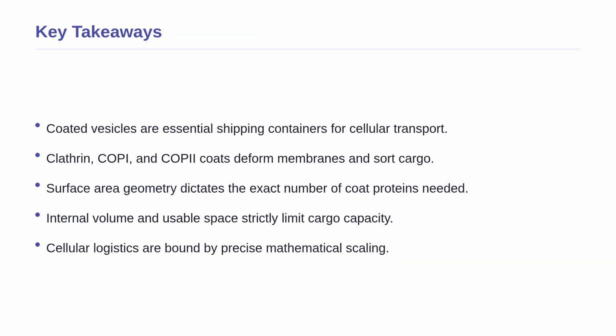We have covered a lot of ground today, so let us review the most important ideas. First, coated vesicles are the indispensable shipping containers of the cell, keeping internal transport organized and efficient. Second, specialized proteins like clathrin, COP1, and COP2 are responsible for physically curving the membrane and selecting the right cargo.